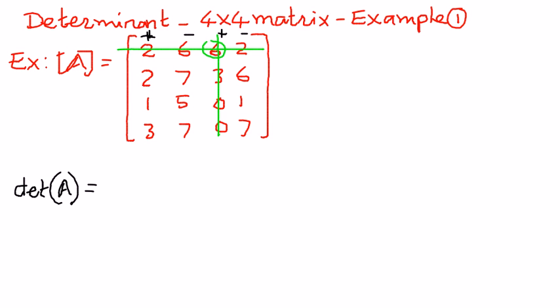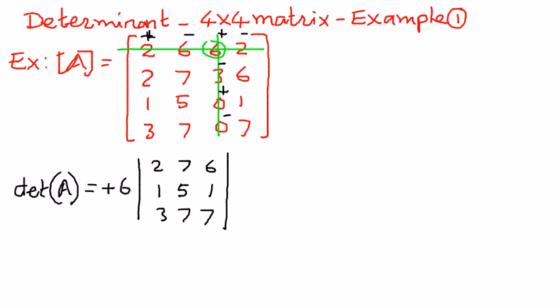And then coming down, the first row, third column is positive. Then that is negative, that is positive, and that is negative. So if we were to expand along the third column, this is the way it's going to expand. It's going to be positive 6, and the minor of that will be 2, 7, 6, and then 1, 5, 1, and then 3, 7, 7.